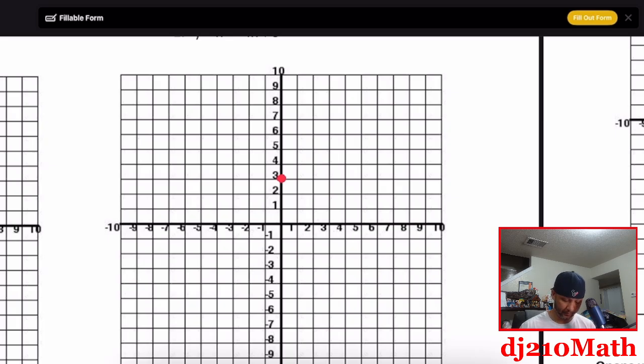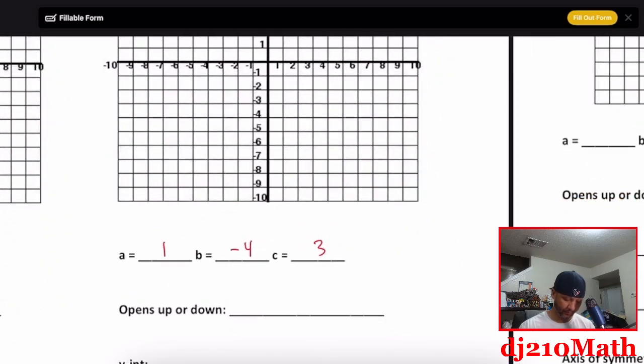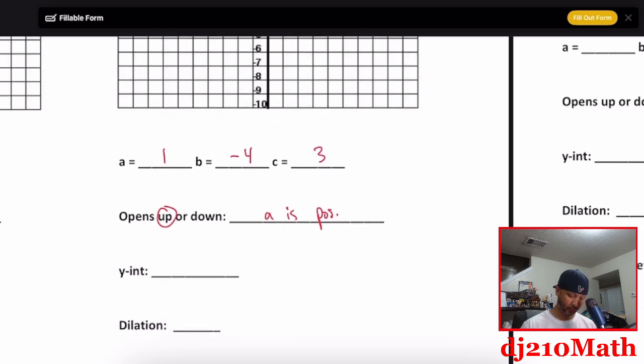So now, up, since A is positive, I'll abbreviate. Y-intercept is at 0, 3. The dilation is technically 1, but there's no stretch or anything, right? This is just the parent function shifted.